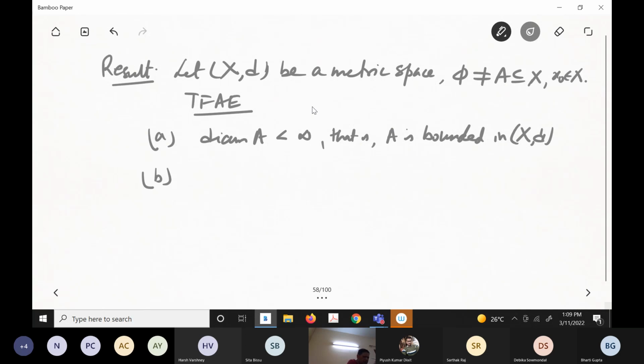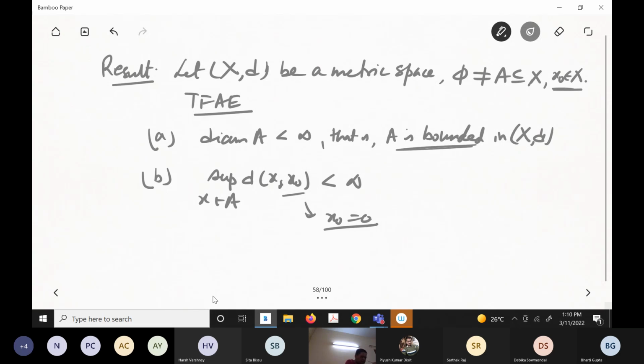you have taken this point, any point, that the sup of d(x naught, x), x belongs to A, is finite. Here I am calculating the sup with respect to a point. It's called the reference point. And here I am doing it in between them. In R, we actually take x naught equal to 0.